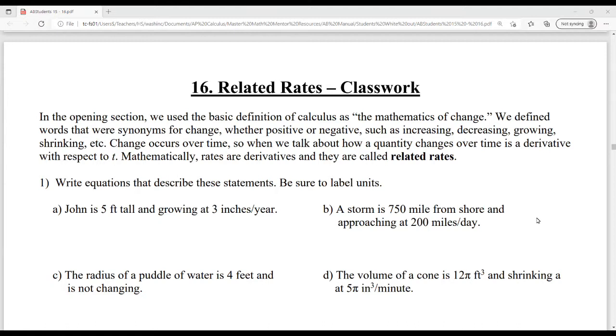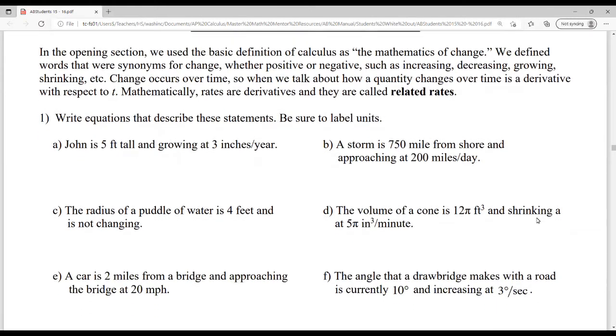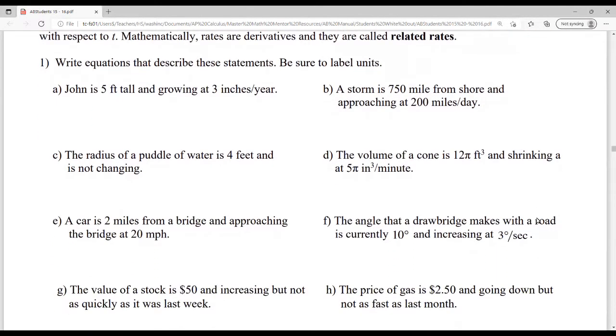In the opening section, we use the basic definition of calculus as the mathematics of change. We define words that were synonymous for change, whether they be positive or negative, such as increasing, decreasing, growing, shrinking, etc. Changes occur over time. So when we talk about how a quantity changes over time, that is a derivative with respect to time. And mathematically, when we talk about rates, rates are derivatives, and we call those related rates.